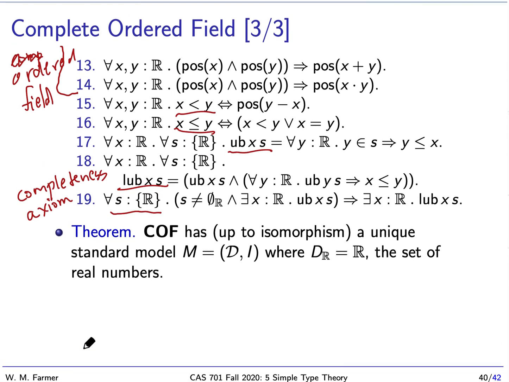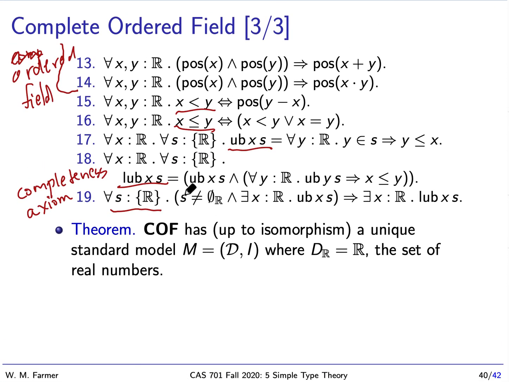And the wonderful thing about this theory is that it has, up to isomorphism, a unique standard model. And that standard model, the domain for R, is exactly the real numbers. So this theory is categorical. It has basically just one model, the normal model of the real numbers. And once again, we cannot express this theory in first-order logic because we cannot express axiom 19.